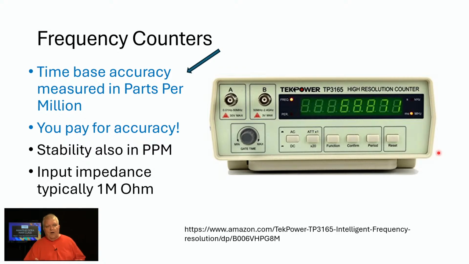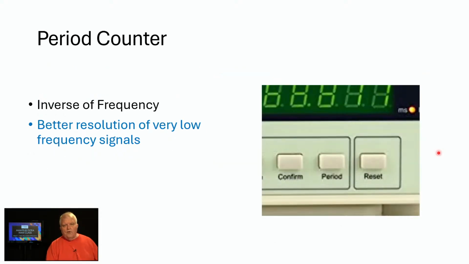So a frequency counter that has a very iffy time-base accuracy is cheaper than a lab-grade instrument. So that's what you're paying for. Also stability in parts per million. Again, the input impedance on these is pretty high, typically around 1 megaohm. And on a lot of these frequency counters, there's also a button down below here called period, which instead of measuring the frequency of a signal, especially for low frequency signals, will measure the period of one complete cycle in milliseconds or microseconds. So period measurement can sometimes be important for you as well.